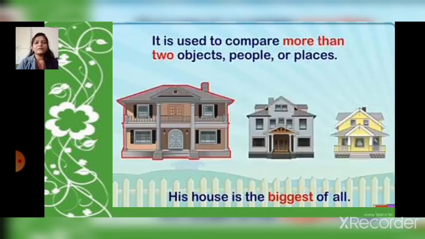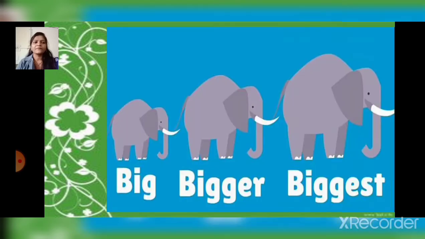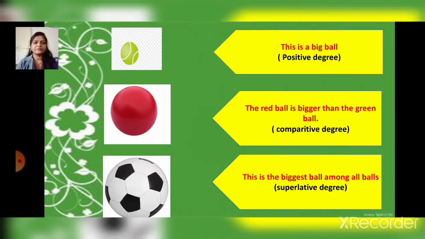So here we learn about 3 degrees: positive, comparative and superlative. Now next, here in this example you can see small positive degree, smaller comparative degree, smallest superlative degree. The same way, big positive degree, bigger comparative degree, biggest superlative degree. Slow positive degree, slower comparative degree, the slowest superlative degree.